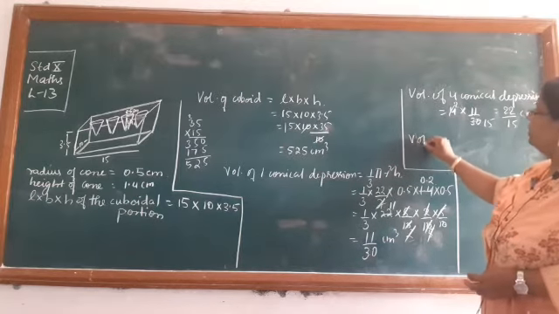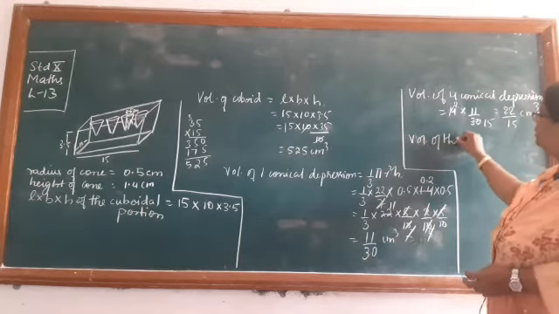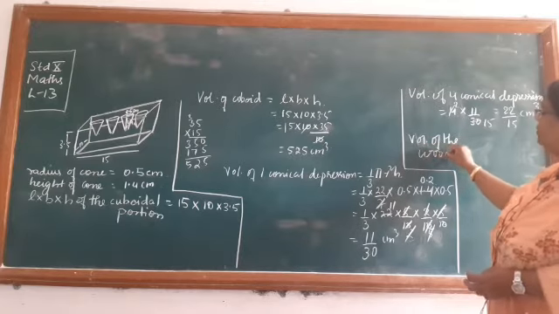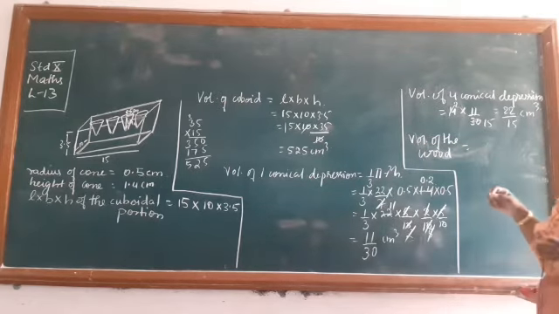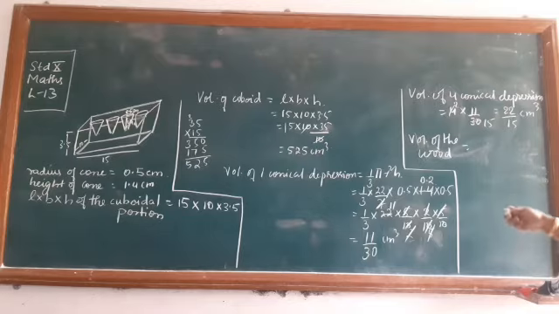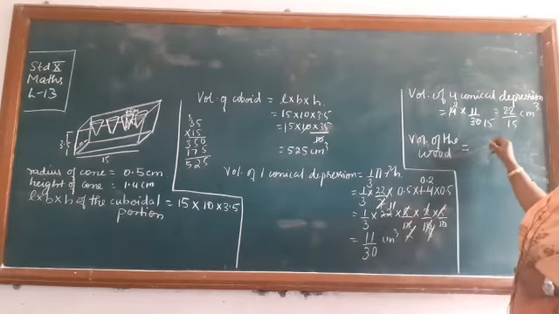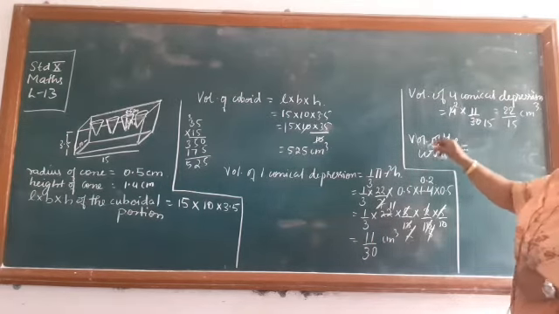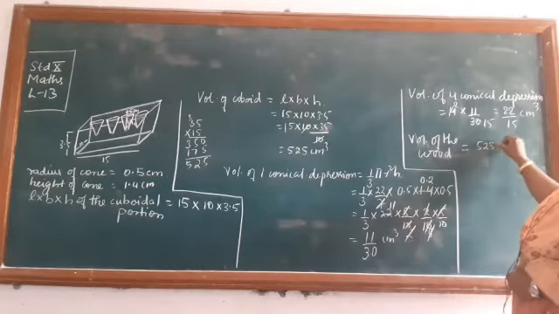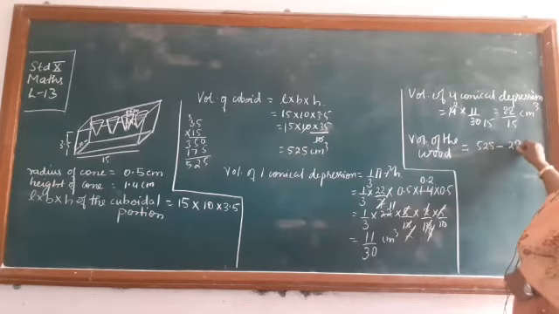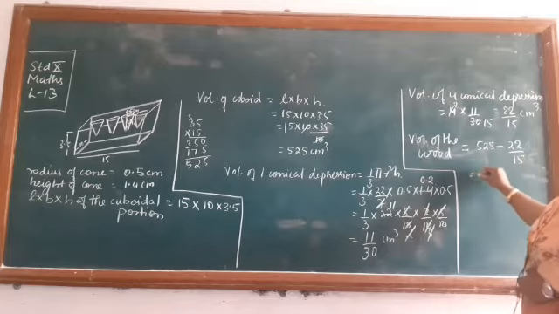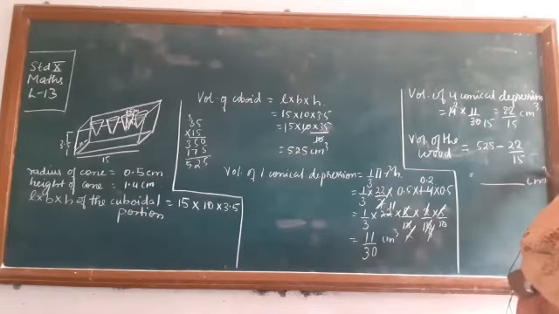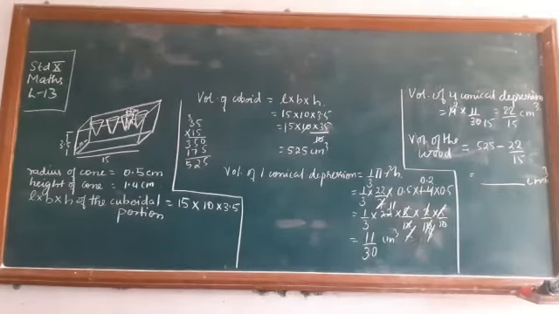Then what is the volume of the wood? Volume of the wood, total wood will be equal to what? Remove this much part from the cuboid, and you will get the volume of the pen stand. So volume of cuboid I get as 525 minus 22 by 15. Okay, so whatever answer you get, that many centimeter cube is the answer for your question. Okay, please copy down everyone.